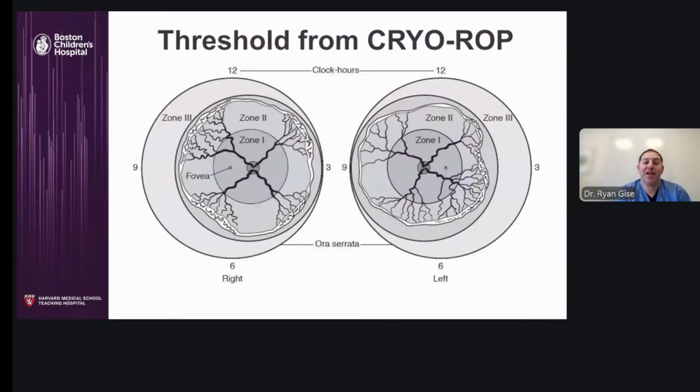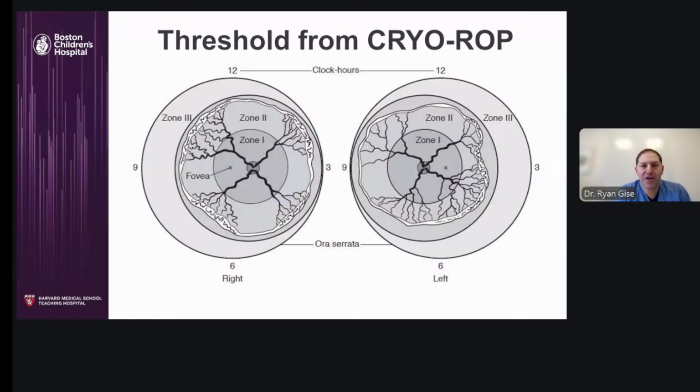So this is a picture of what threshold would look like from CRYO-ROP. As I mentioned, they defined threshold as 8 non-contiguous clock hours of stage 3, or 5 contiguous clock hours of stage 3 with plus disease. So obviously this is something that would be treated quite aggressively now. They would wait even longer, and they really only had cryo at that point, so that was their only treatment option. They found that in eyes with threshold disease, there was a 50% chance of retinal detachment if left untreated, although it's interesting that it was not 100%. So some of these babies still did regress.